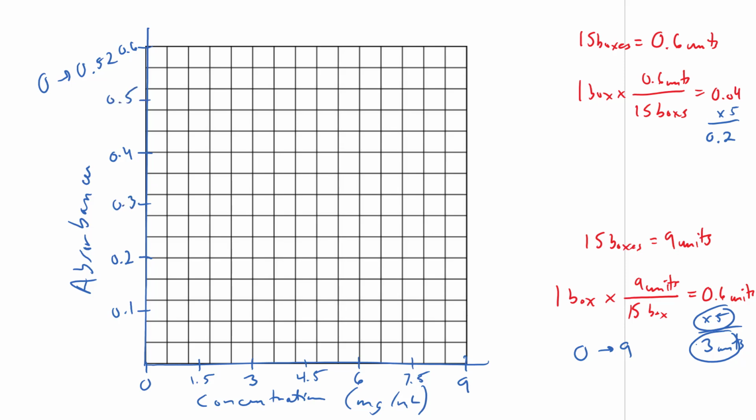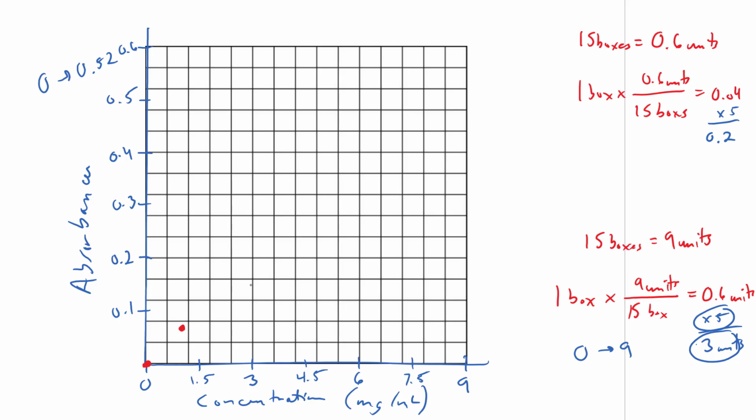Now we've put our scale on here. Let's plot the data. So initially we had 0 concentration and 0 absorbance at the origin. We then have a concentration of 1 and an absorbance of 0.06. So 1 is going to be right about here, 0.06, right about there. We'll then have 3 and 0.16.